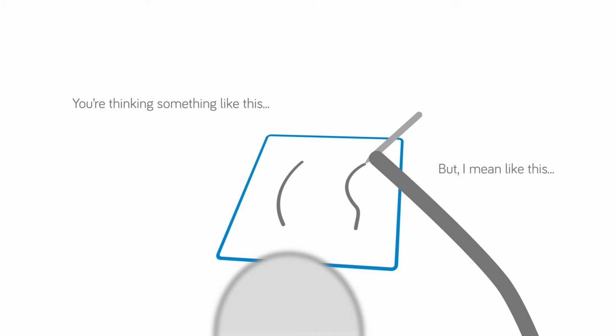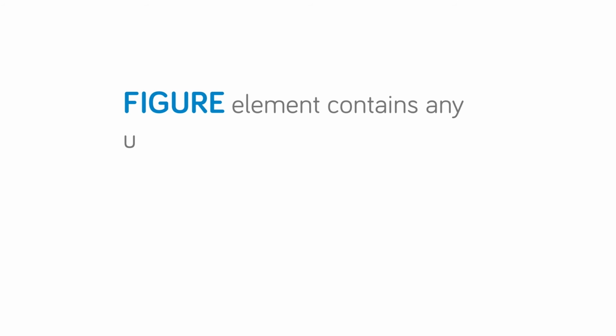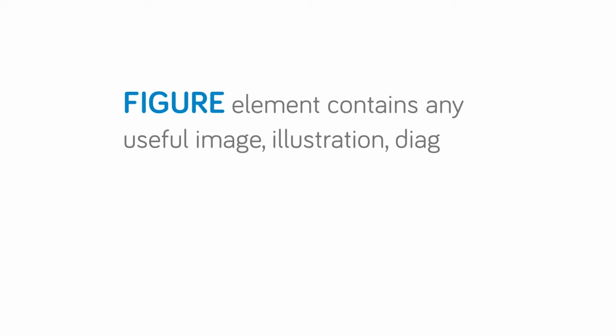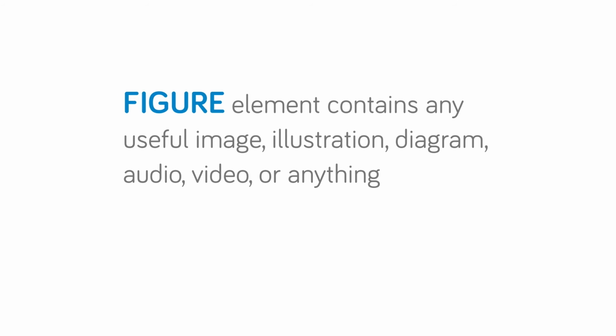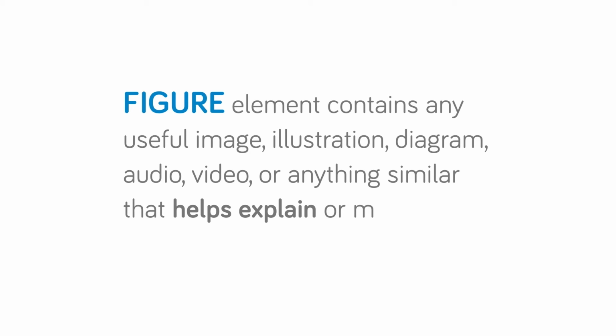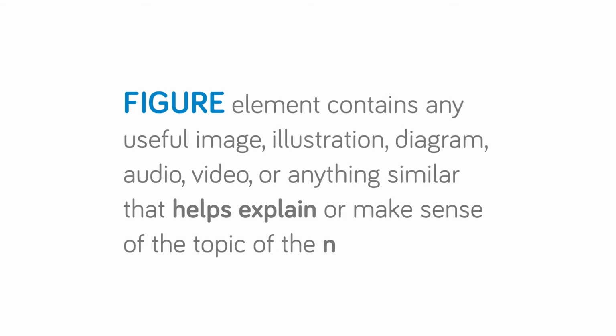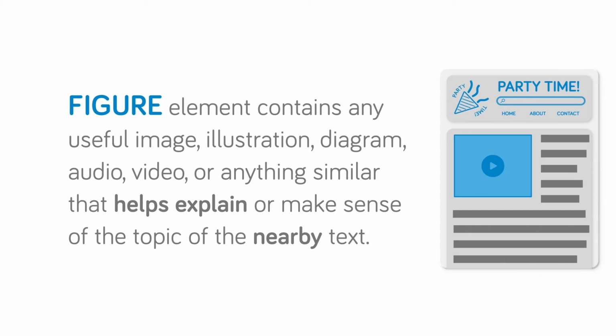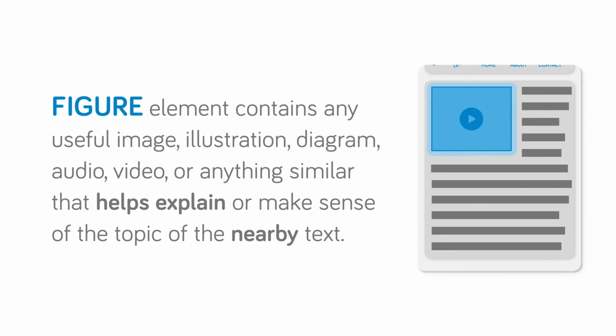This helpful cocktail napkin is like the figure element in HTML, which contains any useful image, illustration, diagram, audio, video, or anything similar that helps explain or make sense of the topic of the nearby text. Figures can include accompanying text to label them, which can be placed in the related figcaption element. Not every figure requires a figcaption, but figcaptions must always come inside of a figure.